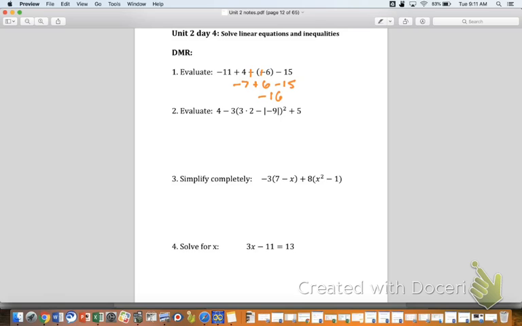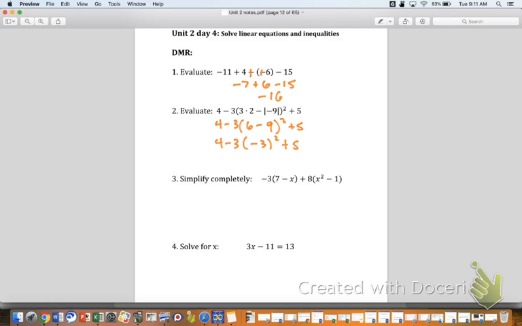Okay, so I've got to use order of operations here. I'm going to do the work in the parentheses first. In there, I've got 3 times 2, and that's 6, minus the absolute value of negative 9, which is 9. So it's 6 minus 9 in the parentheses, plus 5. And 6 minus 9 is negative 3. So my next step is 4 minus 3 times negative 3 squared, plus 5.